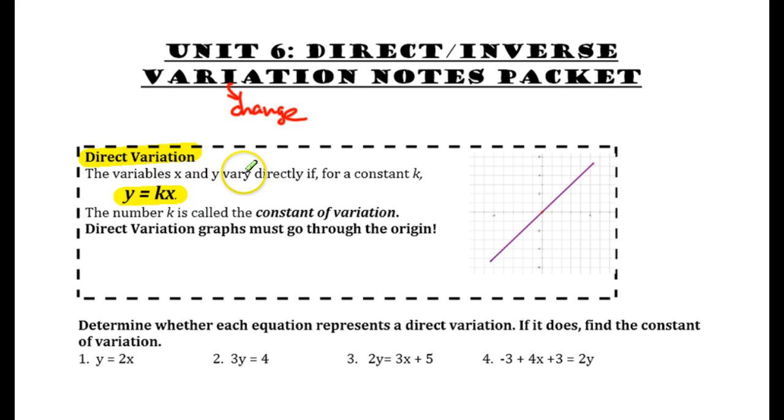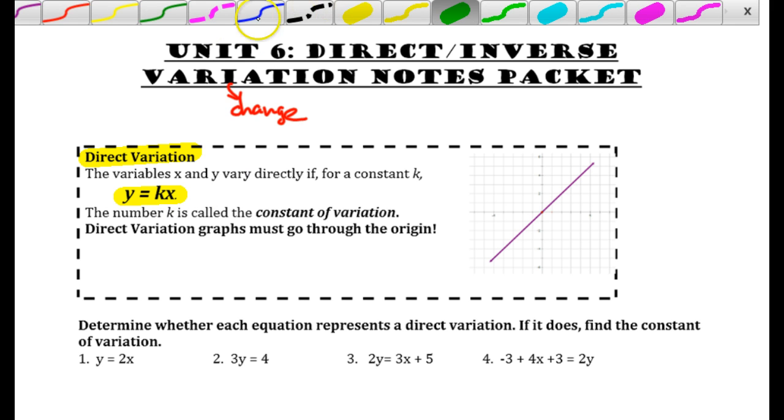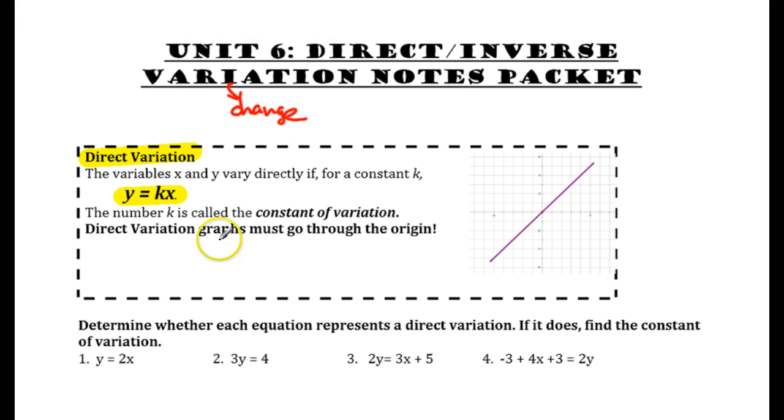And here's what direct variation really means. You might want to write this down, it's just a quick note: if my y goes up, then my x will do the same thing and go up. If my y goes down, my x will go down. Direct variation means the two variables are changing the same way.